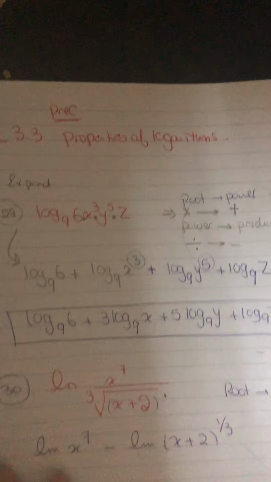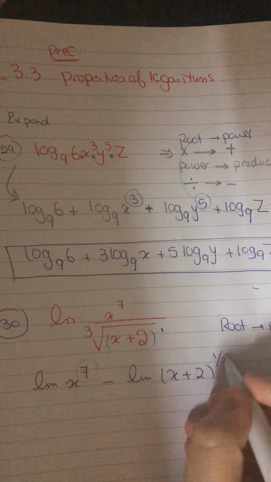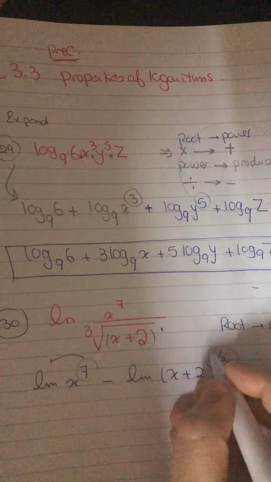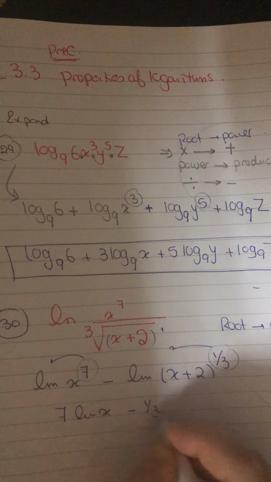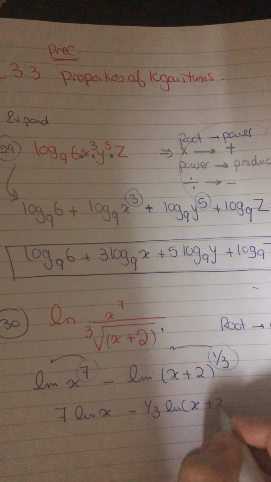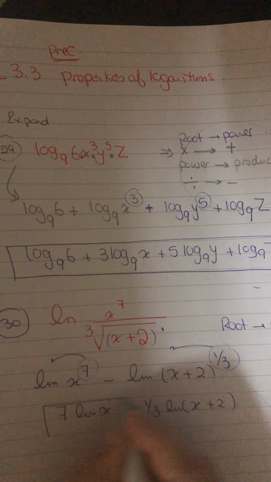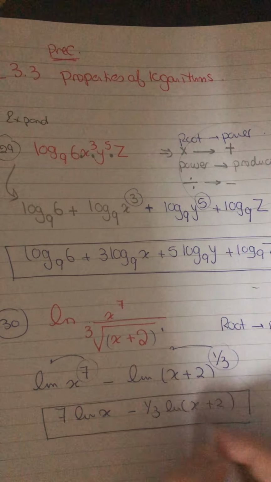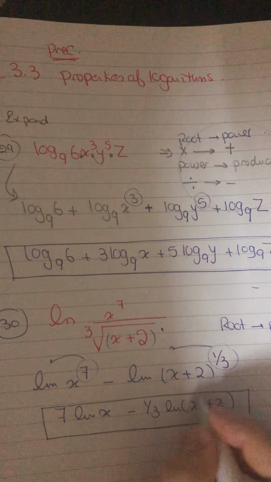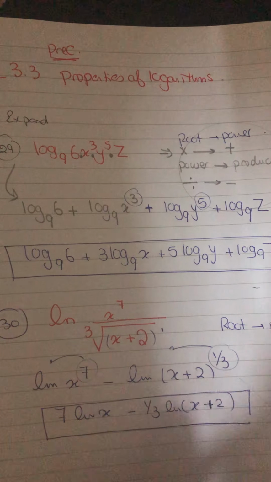I'm not done. Why am I not done? I cannot leave powers if I'm expanding. So I'll drop this 7 over here. It will be 7 ln x minus 1 over 3 ln x plus 2. And this is the final answer, and I cannot split the x plus 2 because they're not multiplied by each other, they're added to each other. So I'm going to leave them alone.